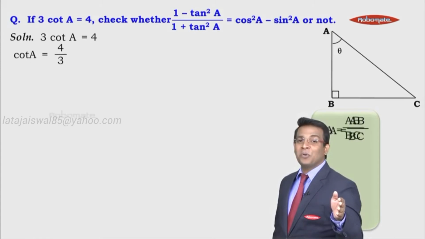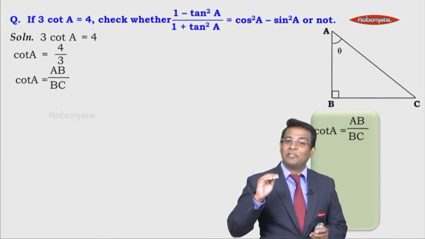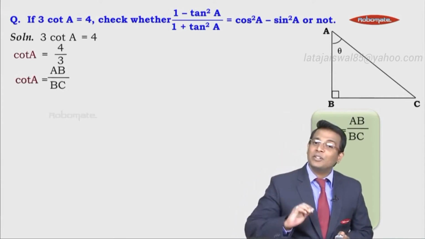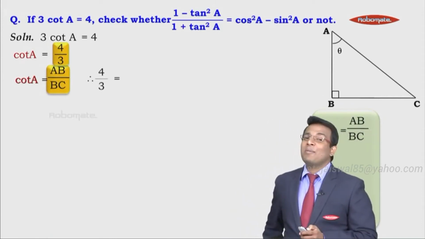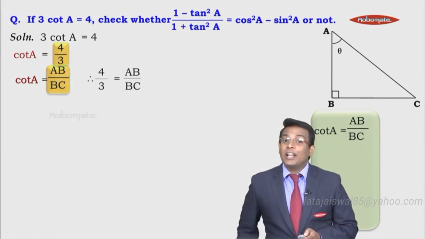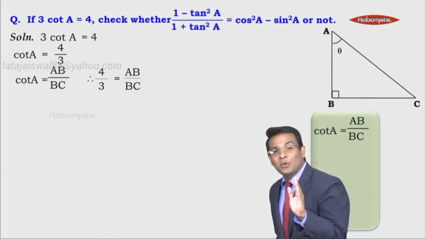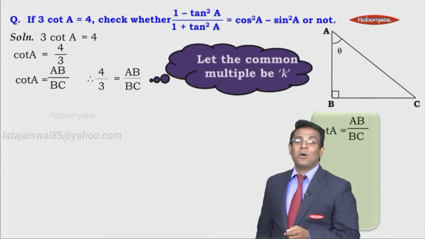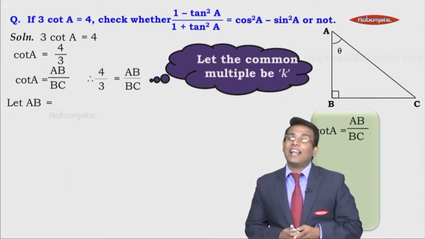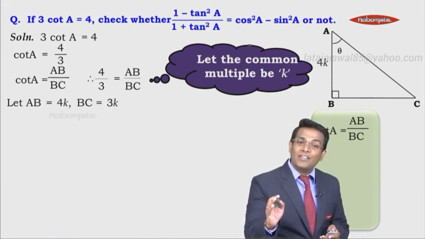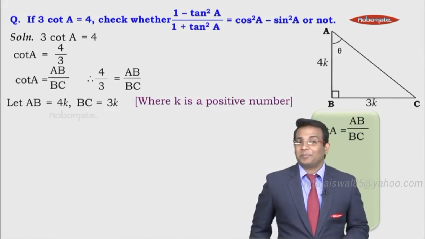And we already know that cot of A is equal to AB upon BC. So from this, we know the left hand sides are equal. That means the right hand side should also be equal. So we'll get 4 upon 3 is equal to AB upon BC, right? Now we have the ratio of AB and BC to be 4:3. That means now to get the value of AB and BC, we require a common multiple. So let's take the common multiple to be K. So from here, we'll get AB is equal to 4K and BC is equal to 3K, where K is a positive number, right?